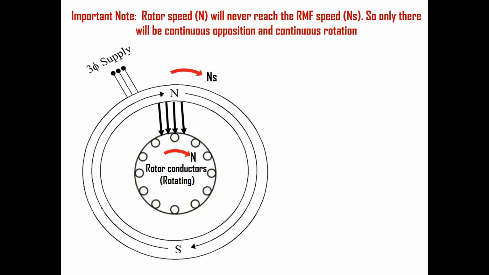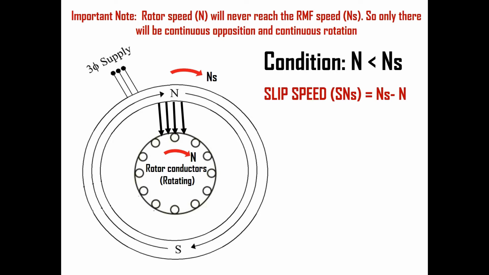But it is important to note that rotor speed n will never reach the synchronous speed ns in the induction motor. So the condition is rotor speed n will always be lesser than the synchronous speed ns. The difference between the synchronous speed ns and rotor speed n is called slip speed, s into ns.